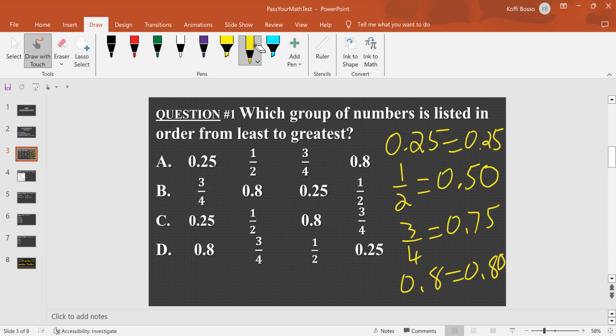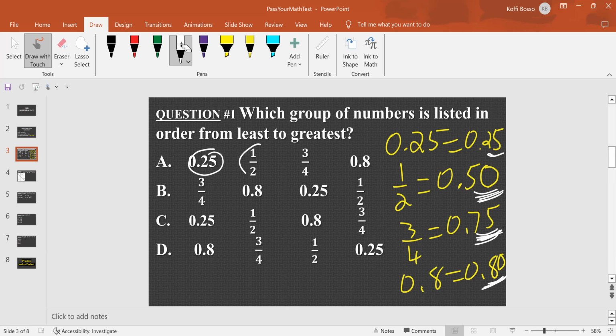Now, because we have a 0 before the decimal for all of the four numbers here, to do the comparison, we'll focus on the digits after the decimal. So we have 25, we have 50, we have 75, we have 80. Now, in terms of comparison, 25 is smaller than 50, and 50 is smaller than 75, 75 is smaller than 80. Therefore, the smallest is 0.25.